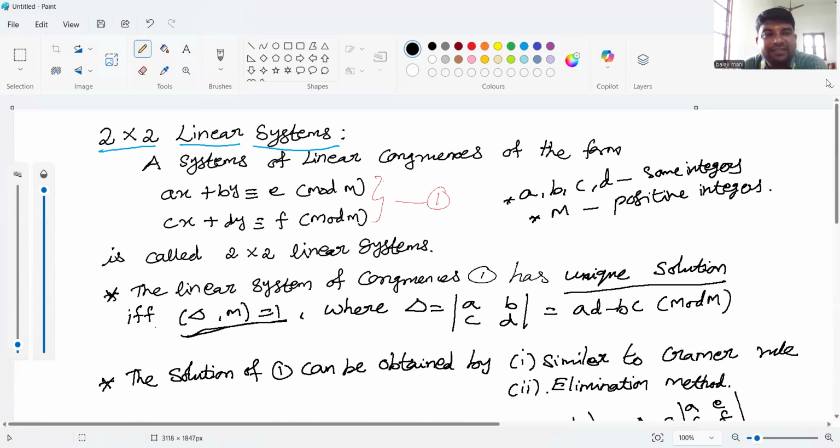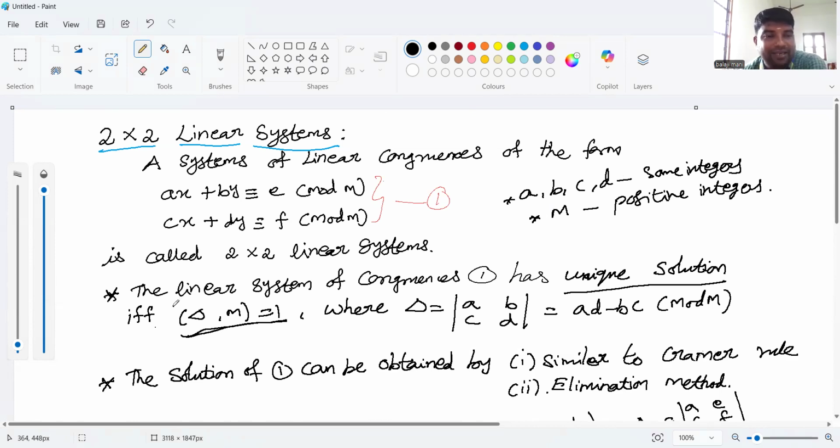The 2 cross 2 linear system is of the form: the system of linear congruences ax plus by congruent to e modulo m and cx plus dy congruent to f modulo m. Here a, b, c, d are some integers and m is a positive integer. So this is called a 2 cross 2 linear system. Now we can solve the 2 cross 2 linear system.